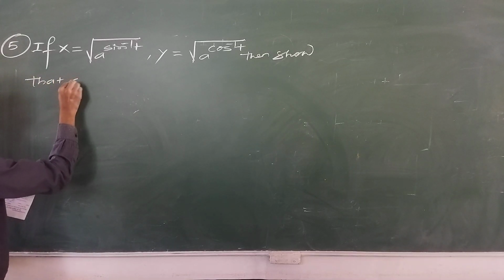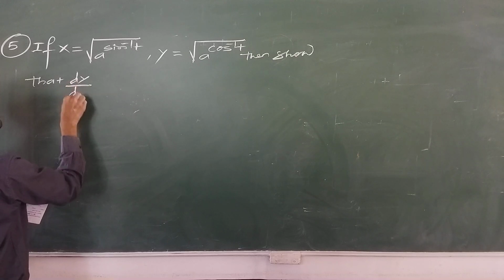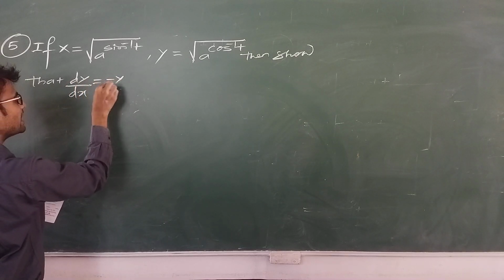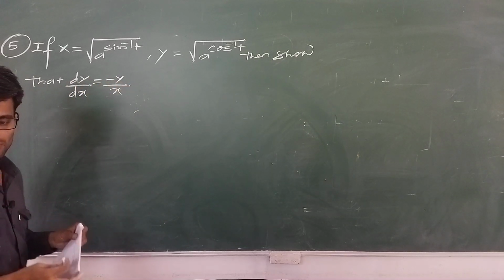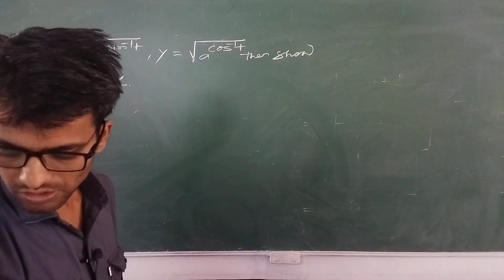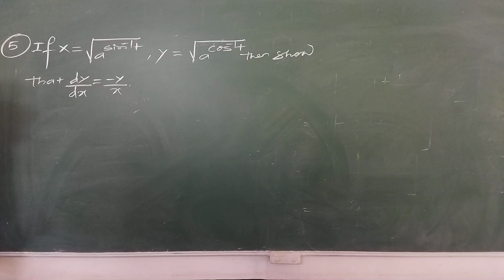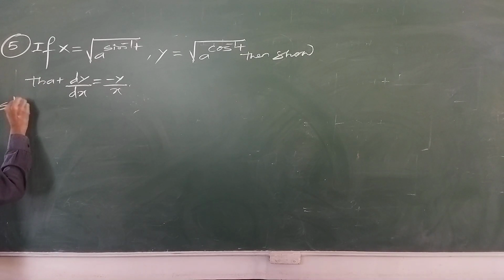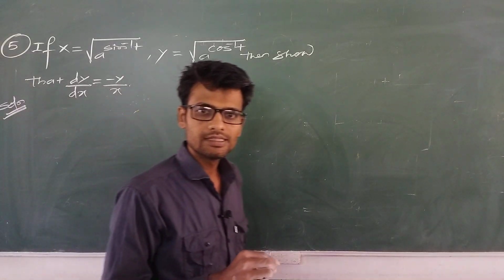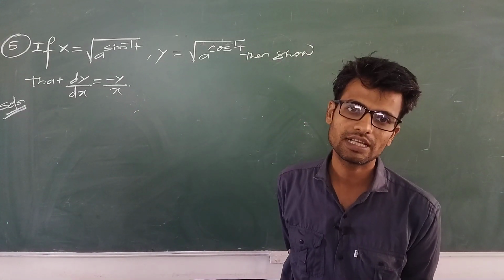dy by dx is equal to minus y divided by x. Then show that dy by dx is equal to minus y by x. Very important example. Simple and important. See, I'll use the easiest method to solve this example.